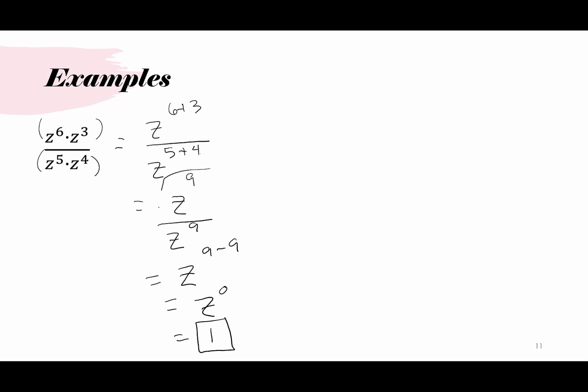And we said z to the 0 would be 1. Now, you could have also noticed that this is the same, z to the 9th over z to the 9th, and you could say that's 1 right there, but I wanted to show you also that I had the 0 exponent, and that's why it becomes 1.